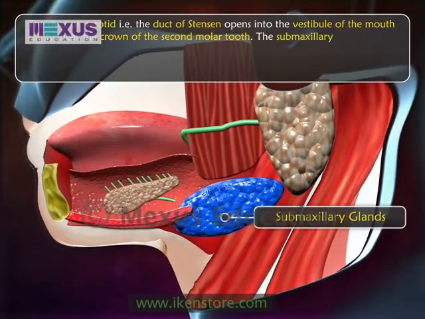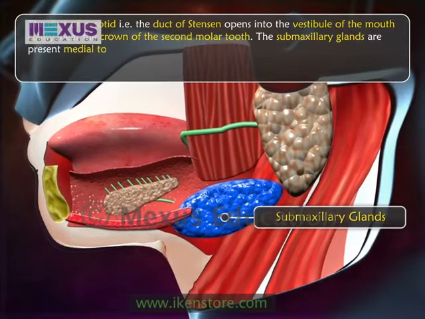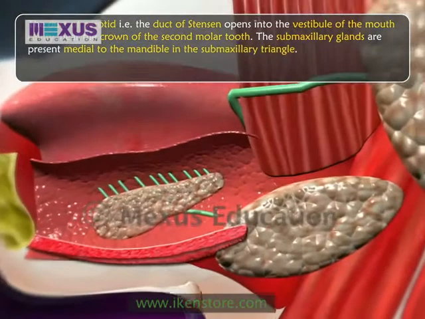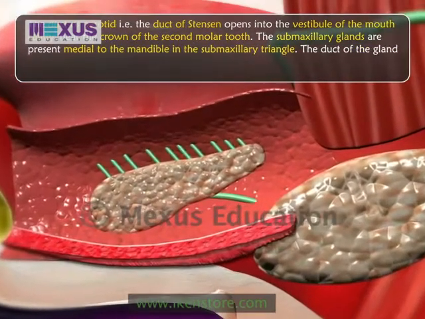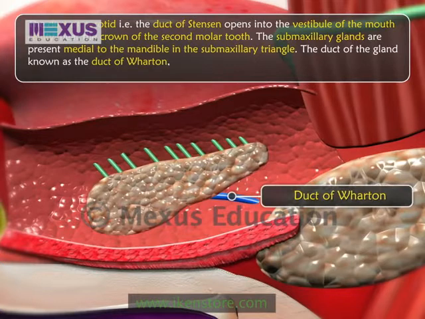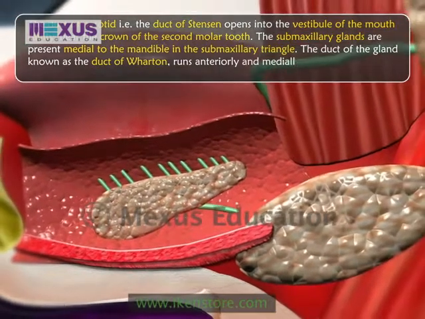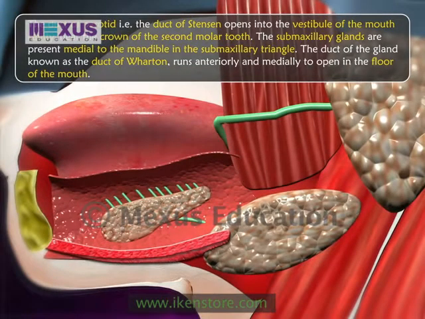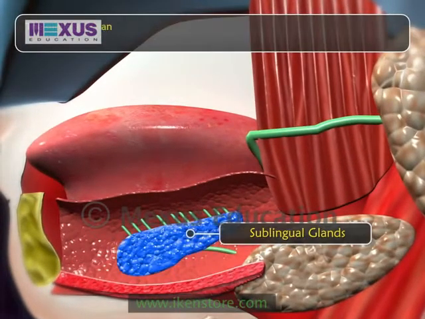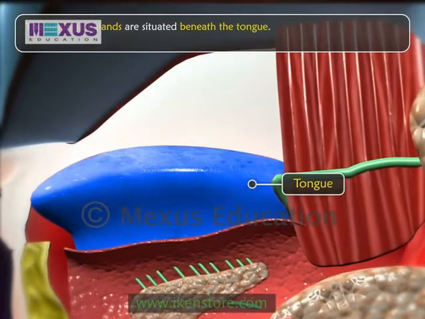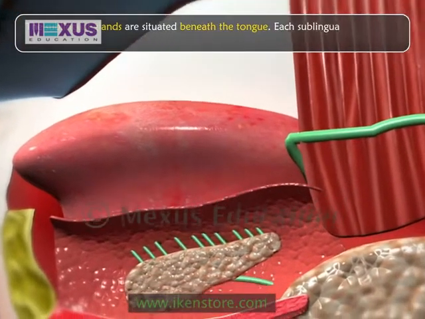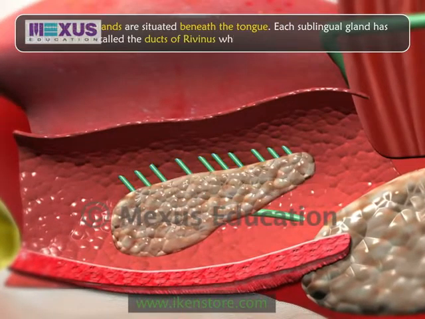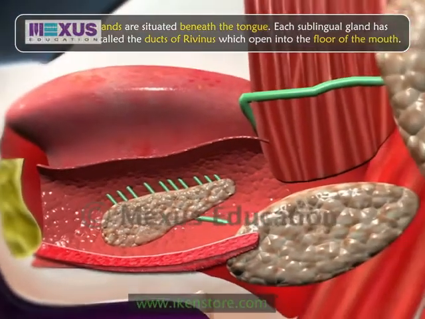The submaxillary glands are present medial to the mandible in the submaxillary triangle. The duct of the gland, known as the duct of Wharton, runs anteriorly and medially to open in the floor of the mouth. The sublingual glands are situated beneath the tongue. Each sublingual gland has about 10 ducts called the ducts of Rivinus, which open into the floor of the mouth.